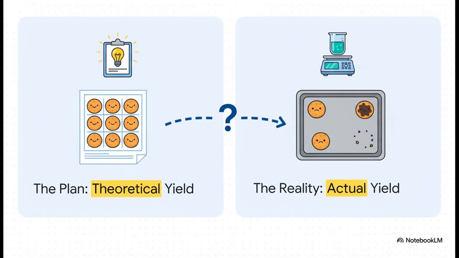And this is where two really important terms come into play. First, you've got the theoretical yield. That's your plan. It's the absolute maximum amount of product you could possibly make if everything went perfectly. That's your 12 perfect cookies. But then, you've got the actual yield, and that's the reality. It's the amount you actually walk away with from your experiment, your 10 cookies. So, a big part of chemistry is understanding that gap between the plan and the reality.